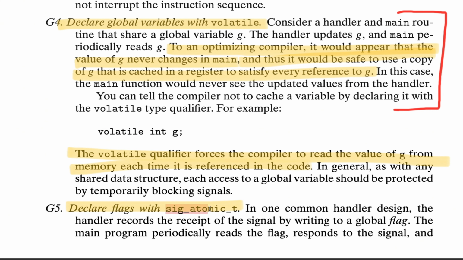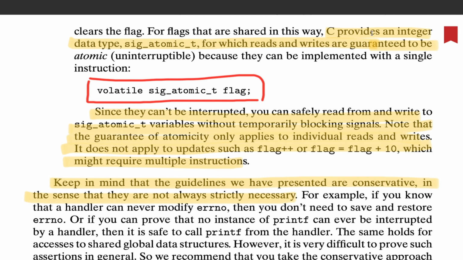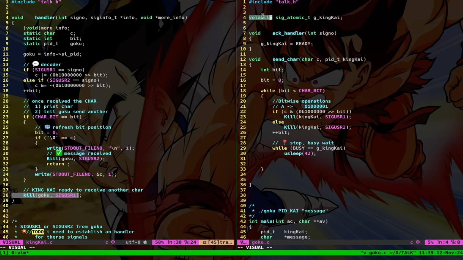Then we have this sig_atomic_t type. C provides an integer data type, sig_atomic_t, for which reads and writes are guaranteed to be atomic. Namely, once we are reading or writing, this happens till the end. We don't have any asynchronous interruption. So this is the way by which a flag should be declared in this kind of exercise. That's what we have here.